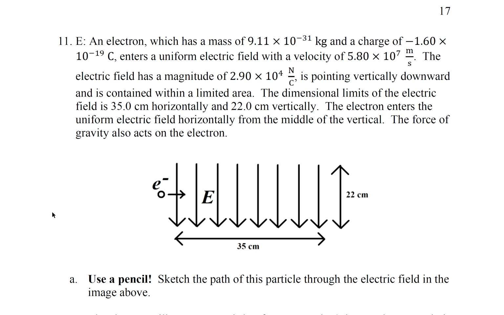An electron which has a mass of 9.11 times 10 to the minus 31 kilograms and a charge of minus 1.60 times 10 to the minus 19 coulombs enters a uniform electric field with a velocity of 5.8 times 10 to the 7 meters per second. The electric field has a magnitude of 2.9 times 10 to the 4 newtons per coulomb, is pointing vertically downward, and is contained within a limited area. The dimensions of the electric field region are 35 centimeters horizontally and 22 centimeters vertically. The electron enters the uniform electric field horizontally from the middle of the vertical. The force of gravity also acts on the electron.